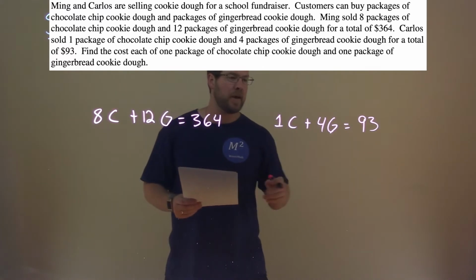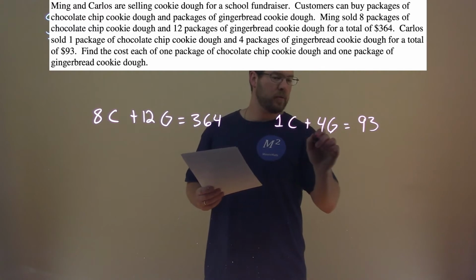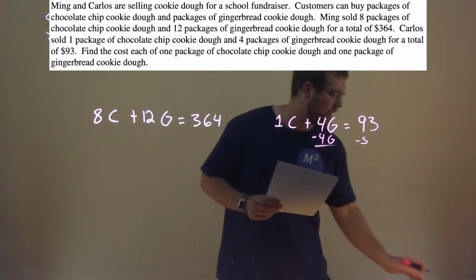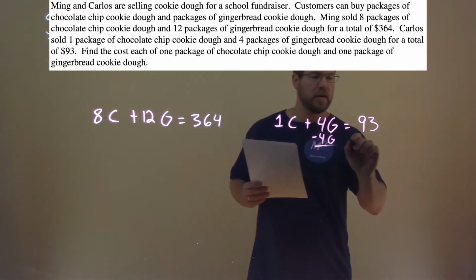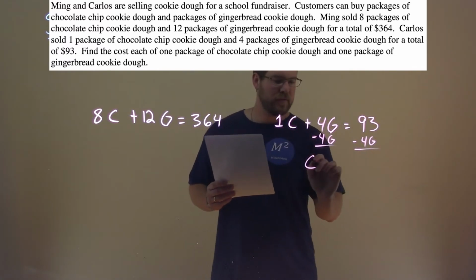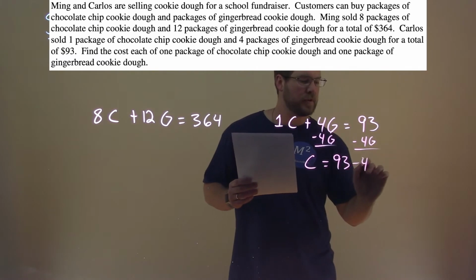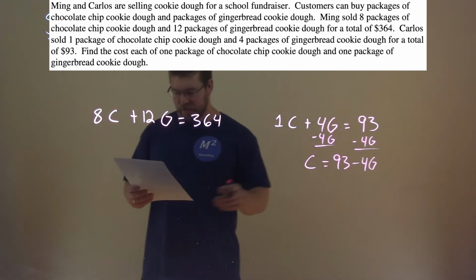The way I'm going to do that is I'm going to get C by itself first. I'm going to subtract 4G from both sides. That's what I get for saying 4G, but 4G, not 5G. And I'll just write C by itself, don't need the 1. And we have 93 minus 4G. They are not like terms, we can't combine them. But now I have C by itself.